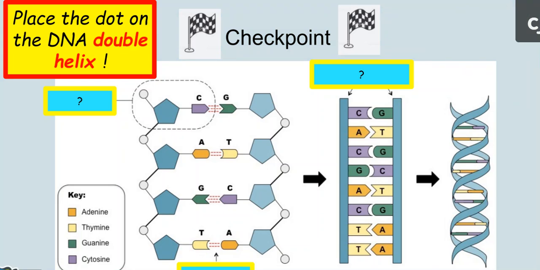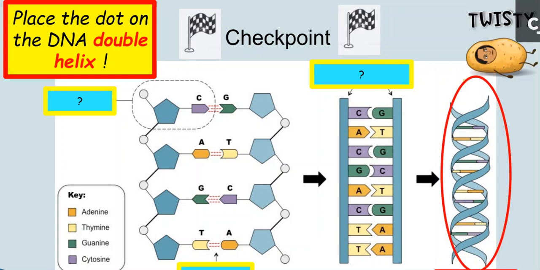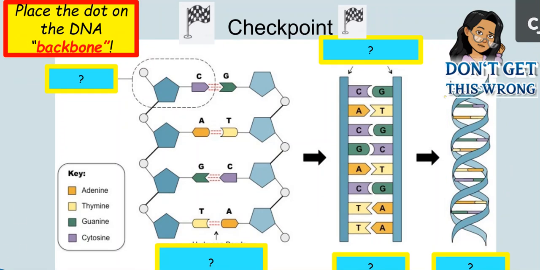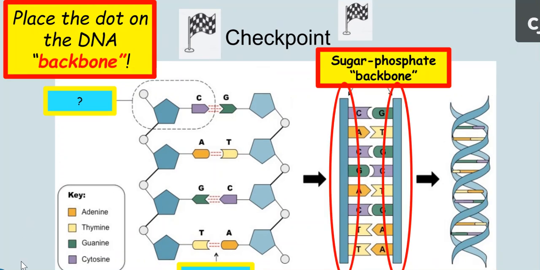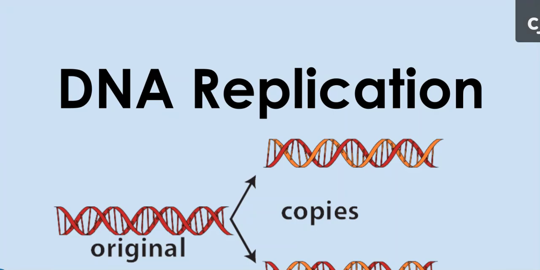DNA is a double helix. Double because there are two backbones, and helix because it's twisted. So the double helix is the very last image. How many backbones did we say DNA had? It has two. There are two strings of nucleotides. So the upper box is pointing to the two backbones. In between those two backbones is our nitrogen bases.